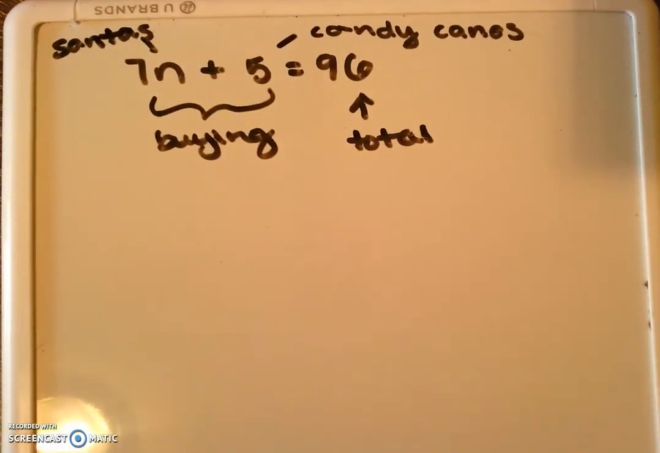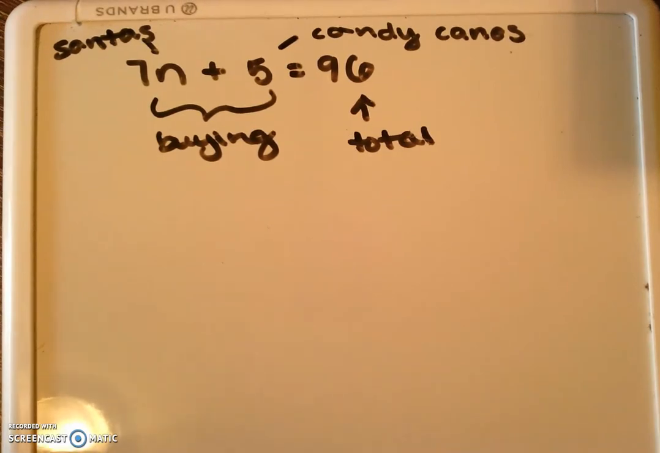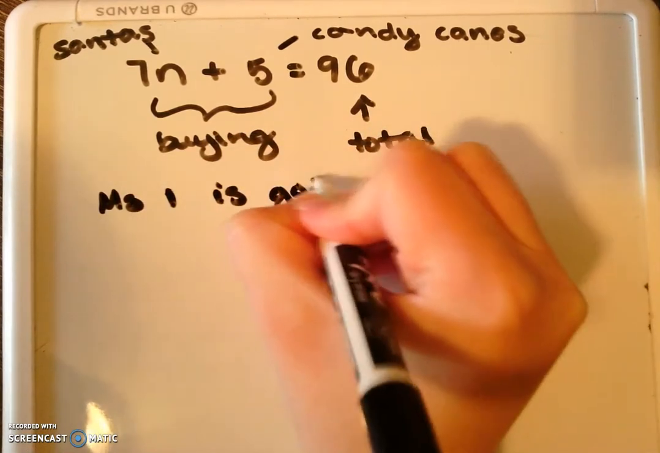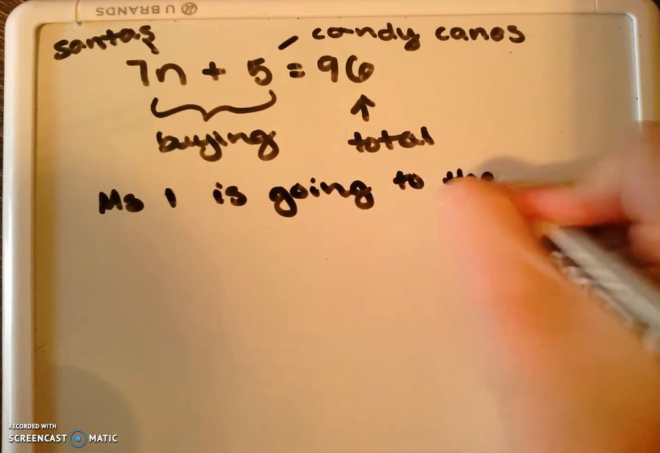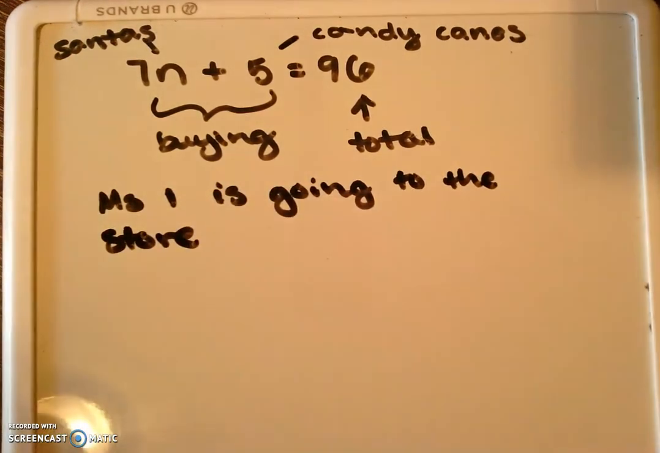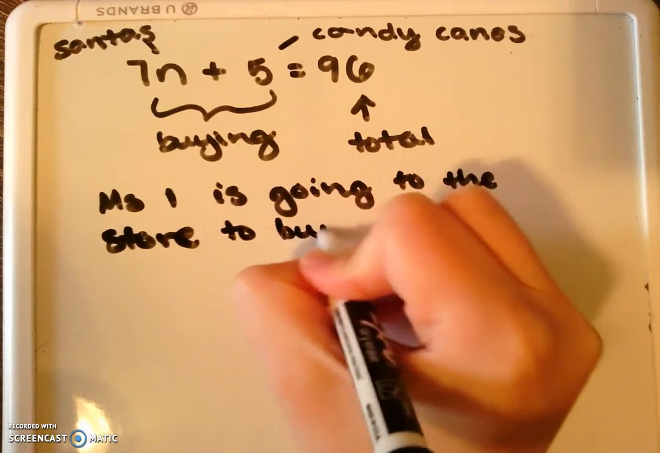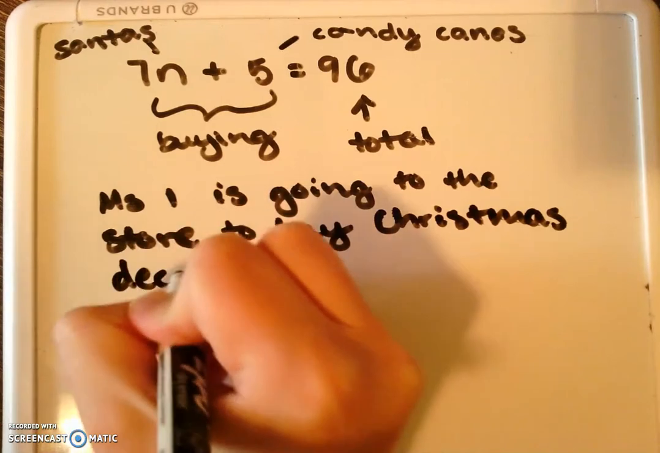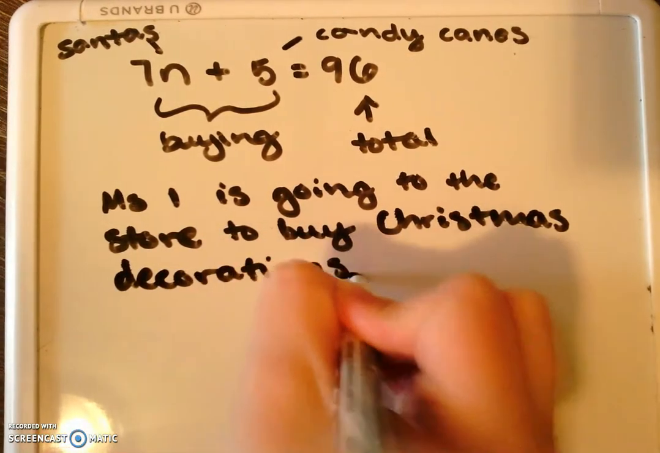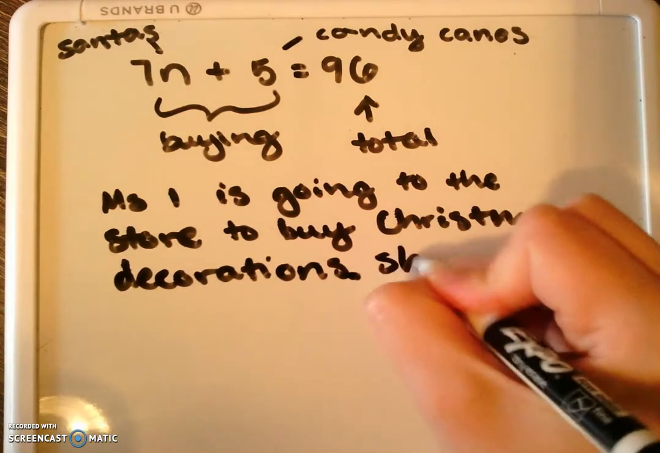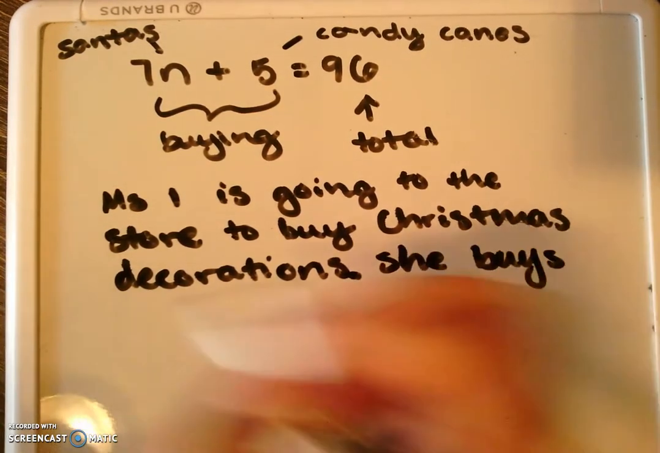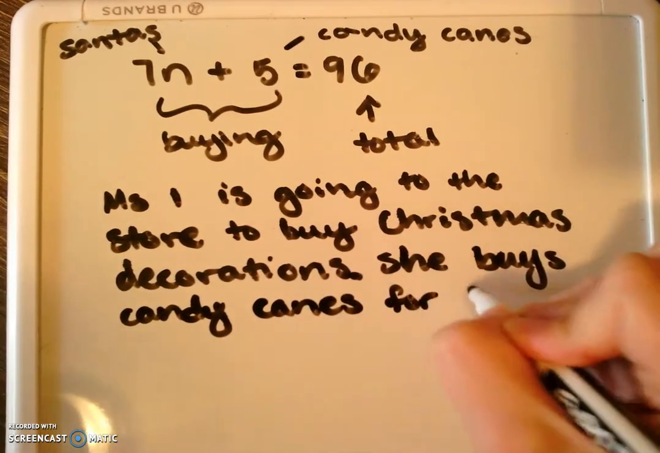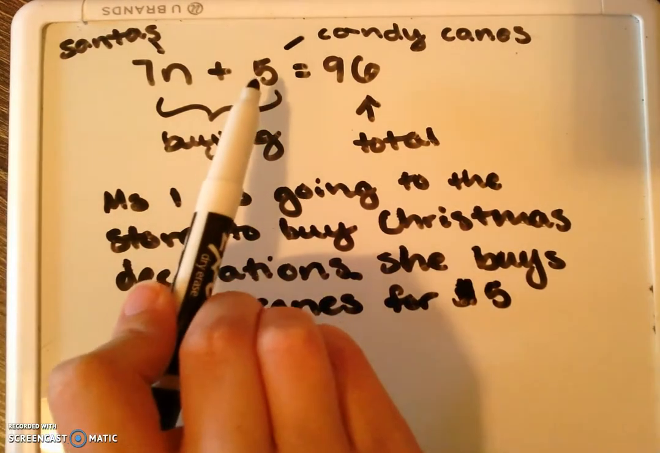Now that I know what everything is going to stand for, I can start writing my problem. So I can start with Miss I is going to the store to buy Christmas decorations. She buys candy canes for $5. So that just took care of my plus 5.